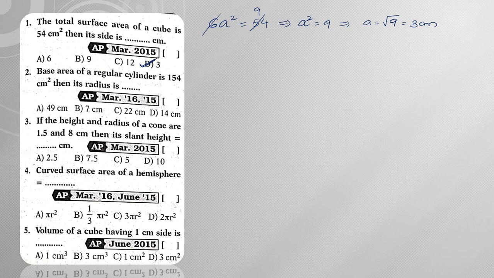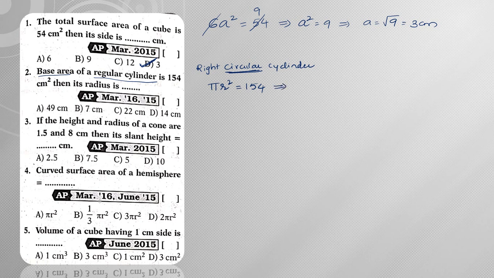Next, question number 2. Base area of a regular cylinder is 154 centimeters square. Then its radius is. Now if you observe this carefully, what is the meaning of regular cylinder? Regular cylinder means right circular cylinder, and right circular cylinder means the base will be a circle. So the base area is 154 centimeter square, which means the area of the circle is 154 centimeter square.